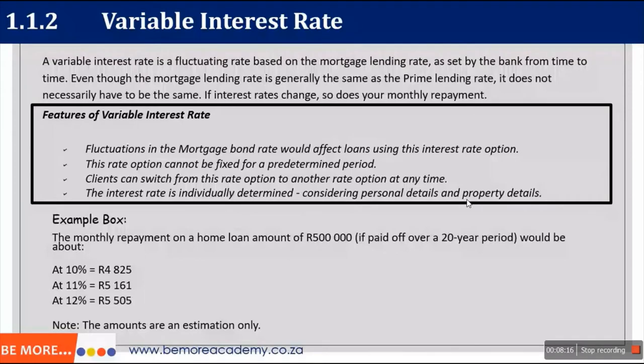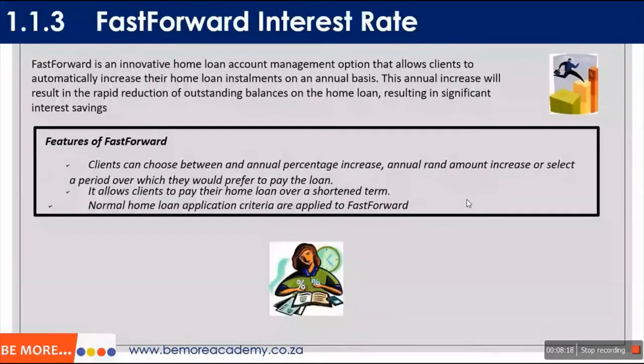Fast Forward interest rate. Fast Forward is an innovative home loan account management option that allows clients to automatically increase their home loan installments on an annual basis. This annual increase will result in the rapid reduction of outstanding balances on the home loan, resulting in significant interest savings.